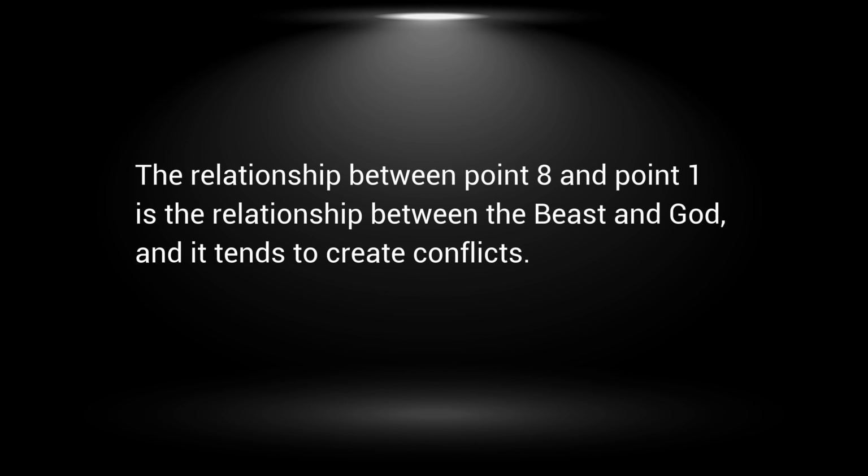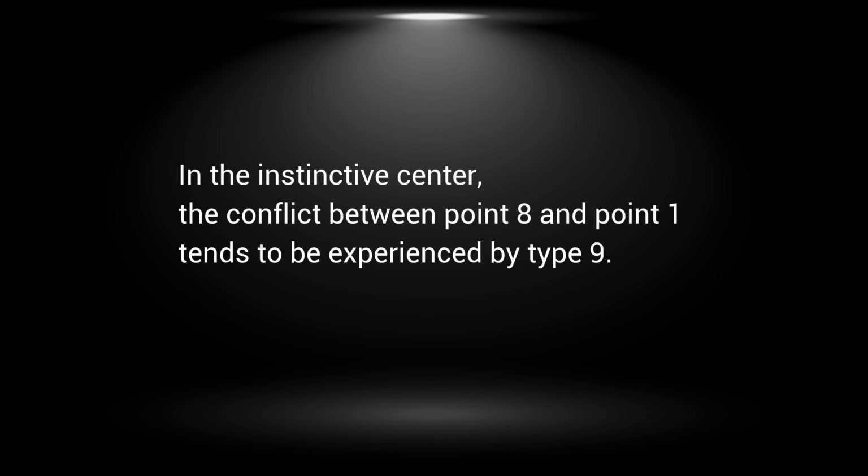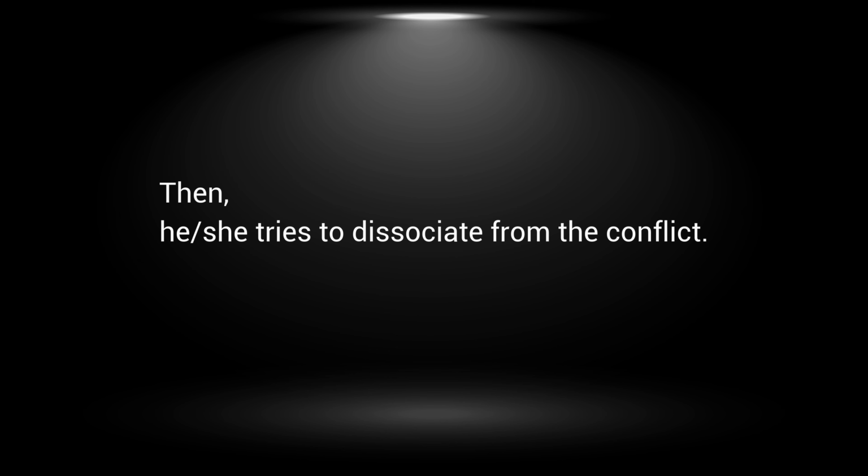The relationship between point 8 and point 1 is the relationship between the beast and God, and it tends to create conflicts, as we have seen in the previous chapter. Then, how does the perfect fifth represent consonance? In the instinctive center, the conflict between point 8 and point 1 tends to be experienced by type 9. Then, he or she tries to dissociate from the conflict. It represents being out of tune.